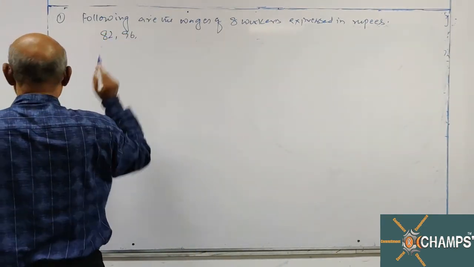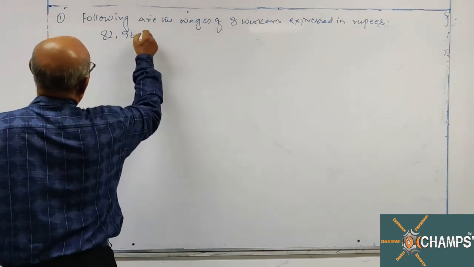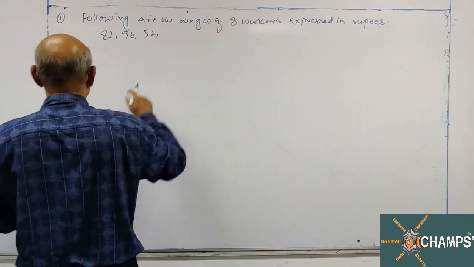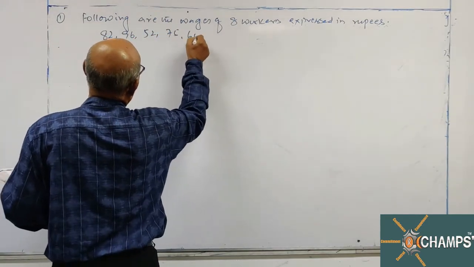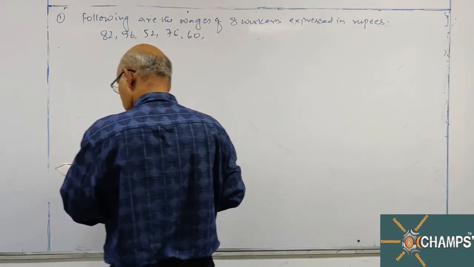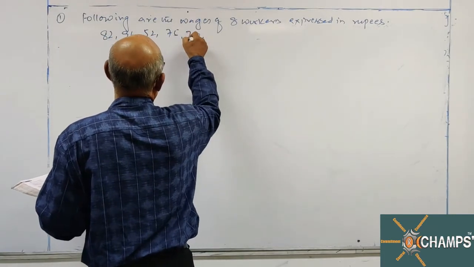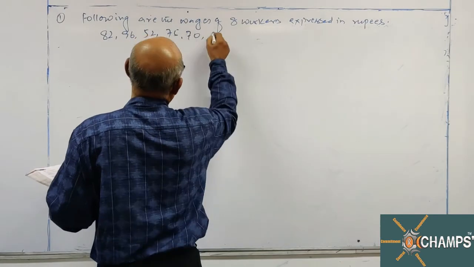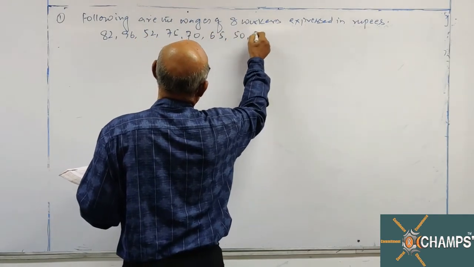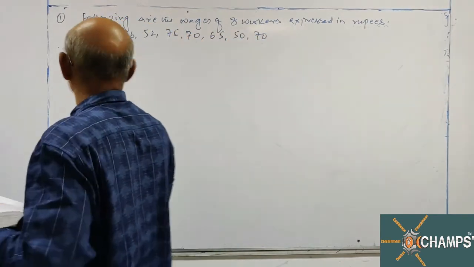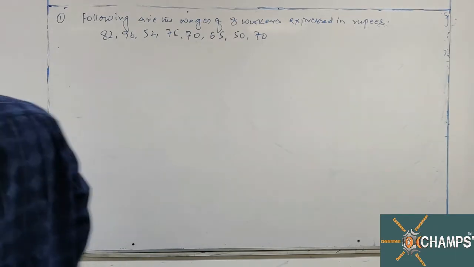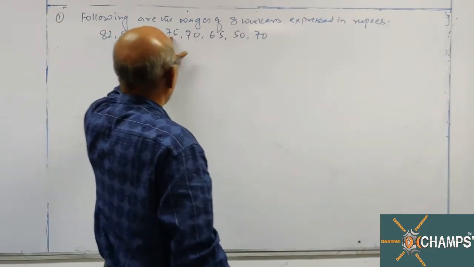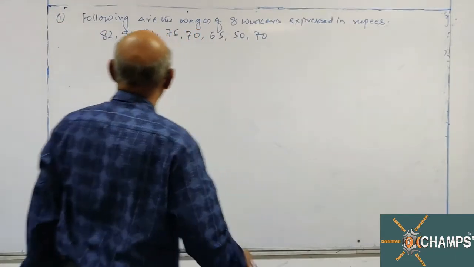82, 96, 52, 75, 70, 65, 50 and 70. 1, 2, 3, 4, 5, 6, 7, 8.